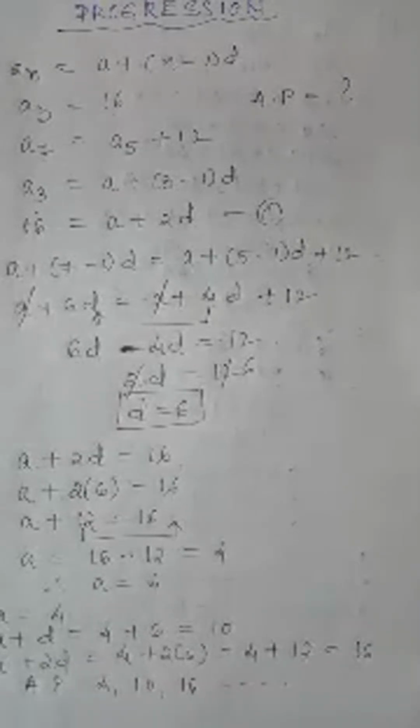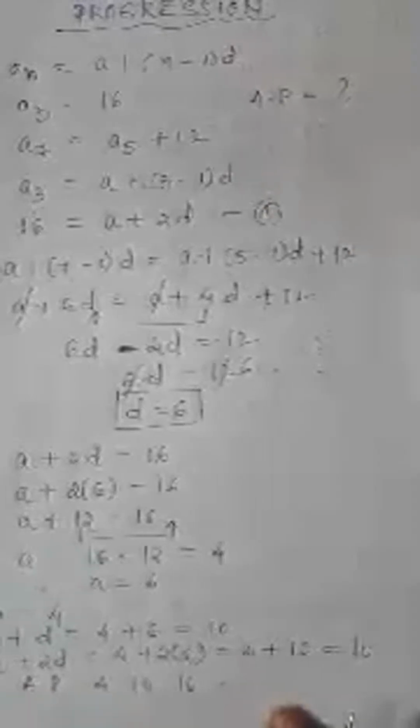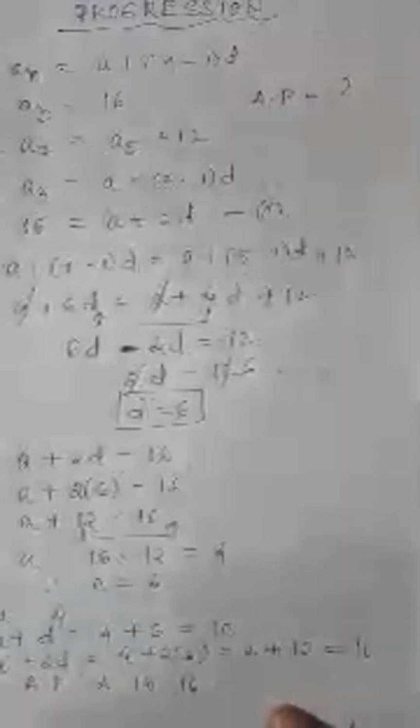Therefore, the AP we got: first term is 4, second term is 10, third term is 16, and so on. In this way, you find the terms of the AP. Here the thing is very simple. So what did the question give? The third term is 16 and the seventh term exceeds the fifth term by 12.